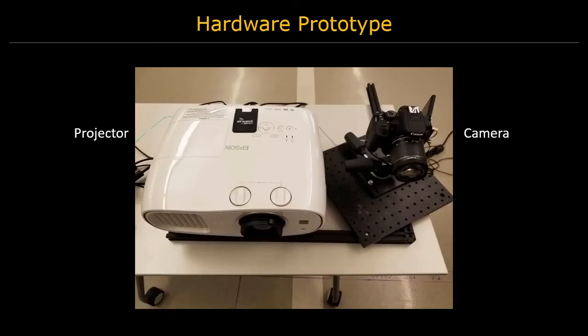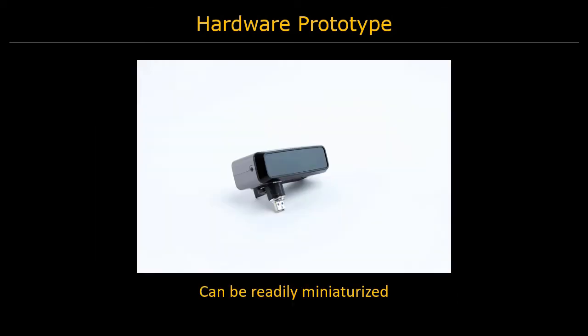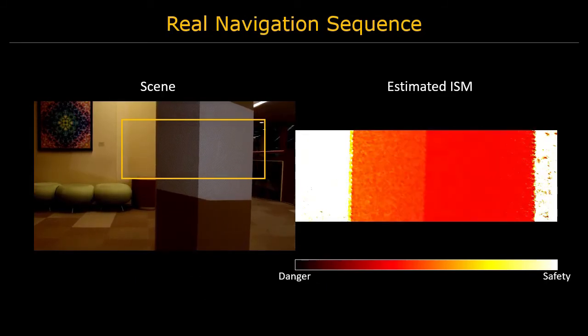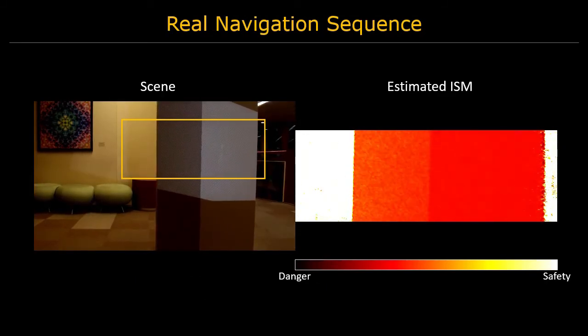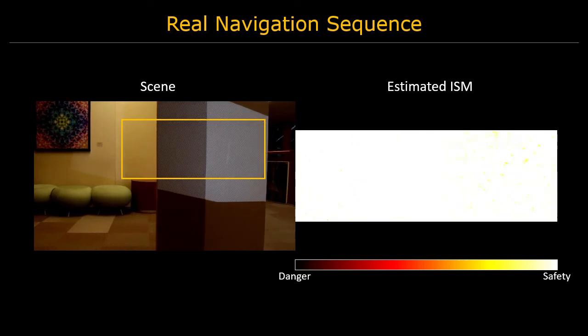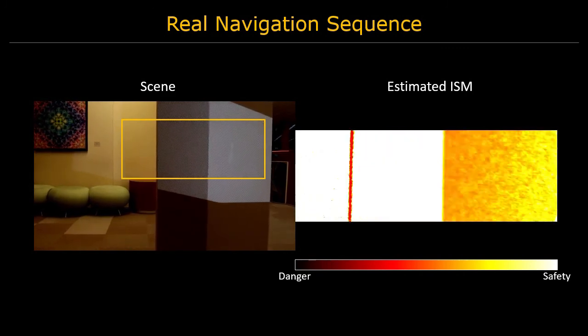We implemented our method on a proof-of-concept hardware prototype consisting of a projector and a camera, placed on a moving cart. Due to the simplicity of the hardware, it can be readily miniaturized in the future. We use this hardware prototype to simulate a robot navigation scenario by manually moving the cart. The robot detects the danger of the pillar and decides to turn left.